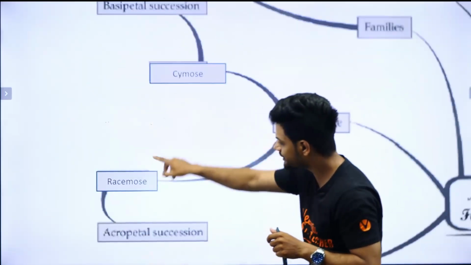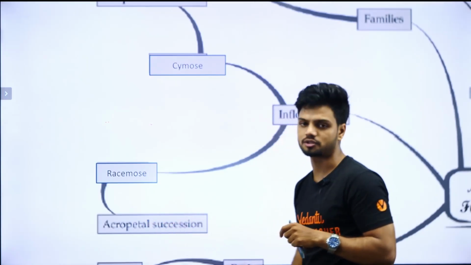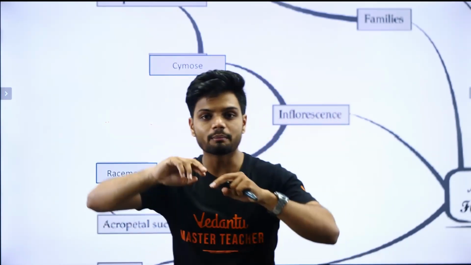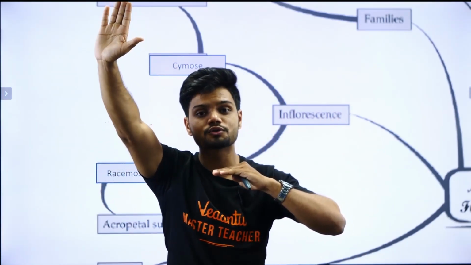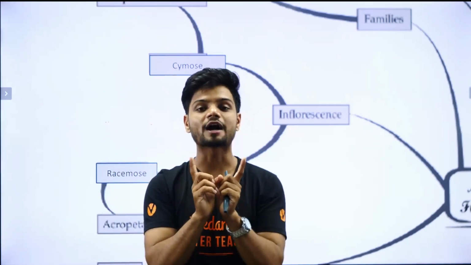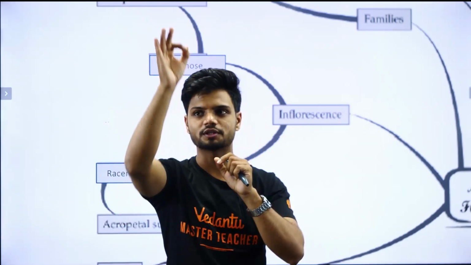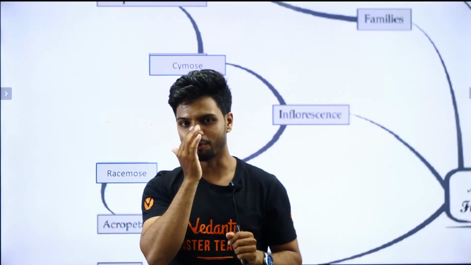The opposite goes for racemose, that is acropetal succession. In the case of racemose, the main axis continues to grow, and it is acropetal succession. That is, younger flowers at the top, older flowers at the bottom.